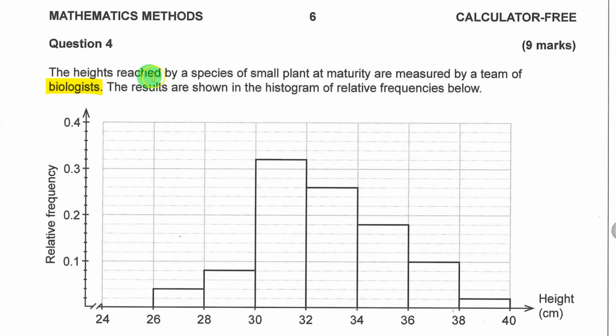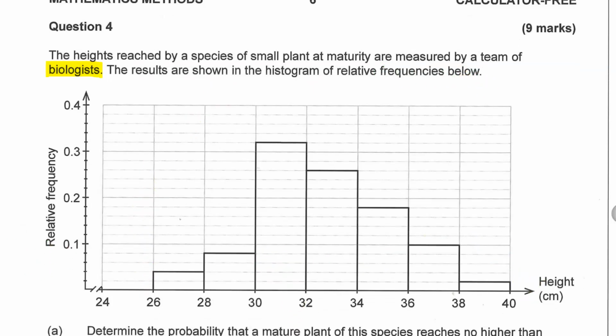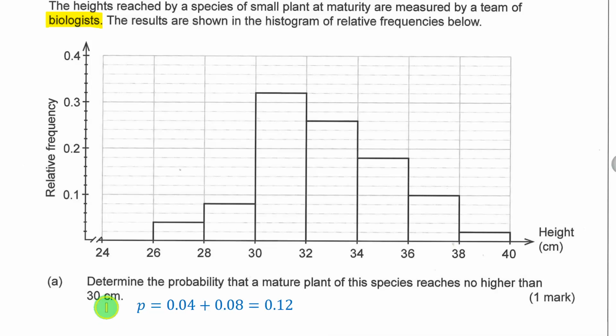So question 4: the heights reached by a species of small plant are measured by a team of biologists. Pretty sure that's botanists, but anyway, the results are shown in a histogram of relative frequencies shown below. So let's slide down and see what's going on for the first question.